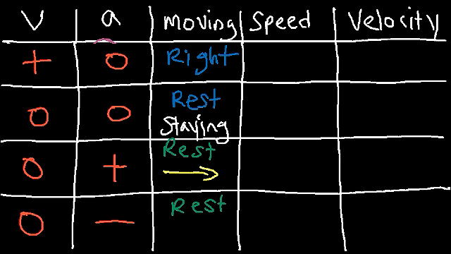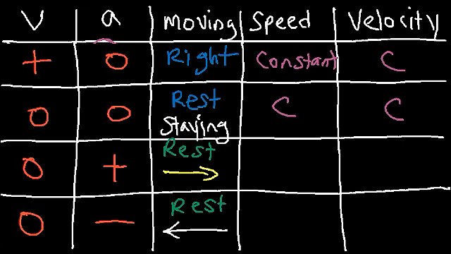Now, if velocity is zero and acceleration is negative, it could be accelerating from rest but towards the left, or previously it could be moving to the right and then changing direction going to the left. Either case, it's about to move to the left. Now, what about speed? Whenever acceleration is zero, the speed is constant. The same is true for velocity. If acceleration is zero, velocity and speed are both constant.